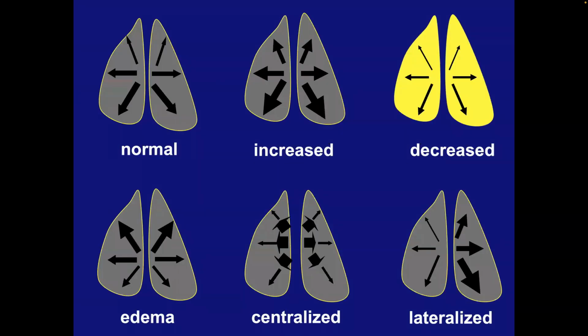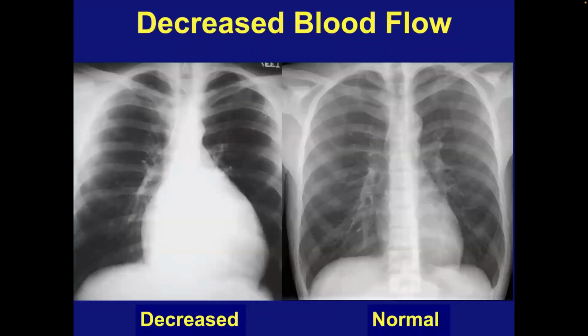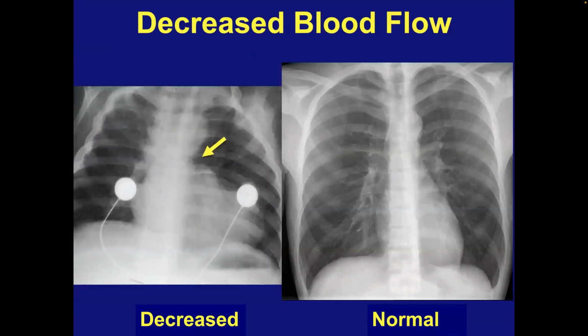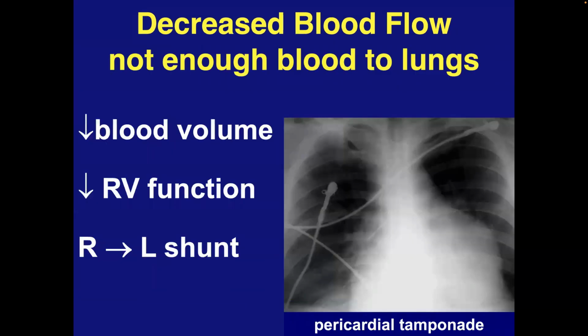What about decreased pulmonary blood flow? What does that look like, and what does that mean? Well, with decreased pulmonary blood flow, all your vessels are smaller than normal. The main pulmonary artery is small, the hila are small, and the peripheral vessels are small so that the lungs look oligemic. Sometimes the main pulmonary artery is so small that there's a concavity in the region of the main PA rather than a convexity. That's the ankle of the boot in a boot-shaped heart in patients with tetralogy of Fallot.